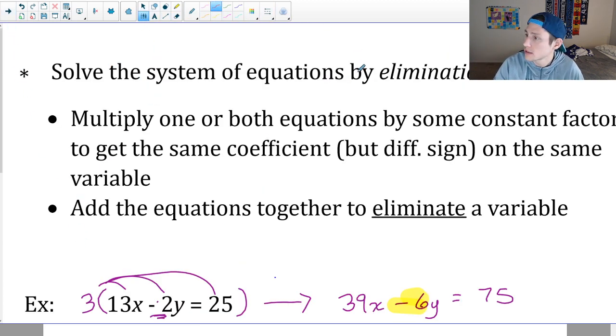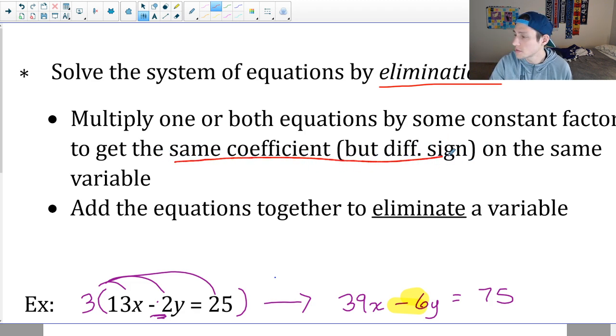And then the other, more common and popular one is elimination. For elimination, we multiply one or both of the equations by some constant factor to get the same coefficient but different signs on the same variable. This is a very key piece that we'll use today in our new methods as well. Then we add the equations together, which will eliminate that variable.